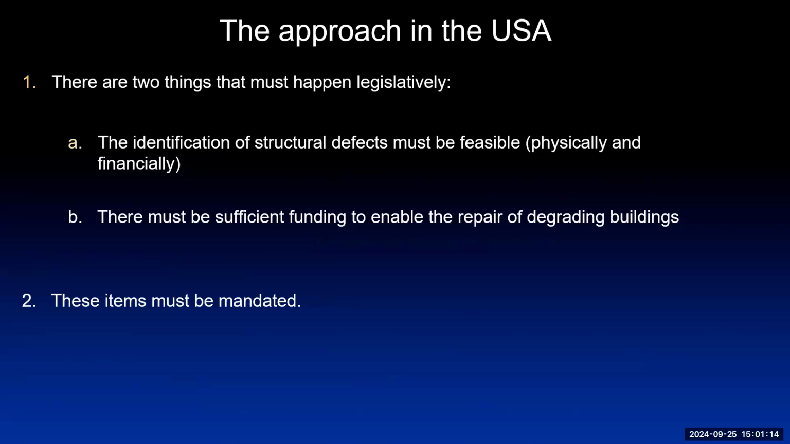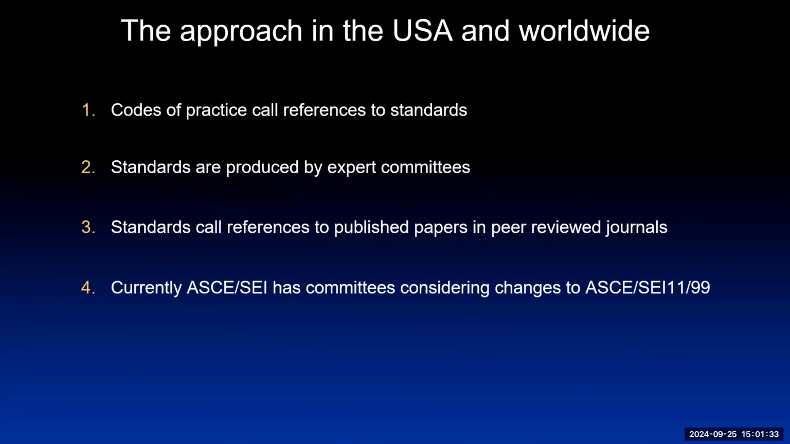So there are two things that must happen legislatively. The identification of structural defects must be feasible, physically and financially. There must be sufficient funding to enable the repair of degrading buildings, and these items must be mandated.